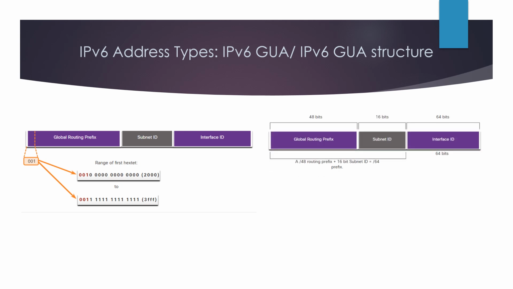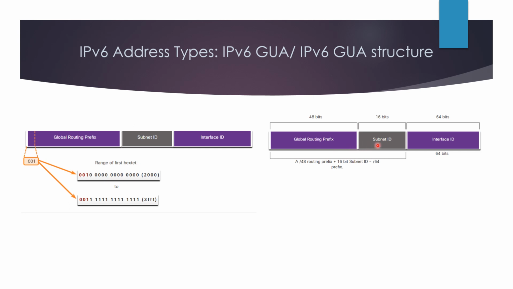And here it is shown the structure and range of the global unicast address. As you can see, we have the global routing prefix, which is the prefix or the network portion of the address that is assigned by the provider, such as an internet service provider, to a customer or a site. For example, it is common for the internet service provider to assign a /48 global routing prefix to its customer. The global routing prefix will usually vary depending on the policies of the internet service provider.